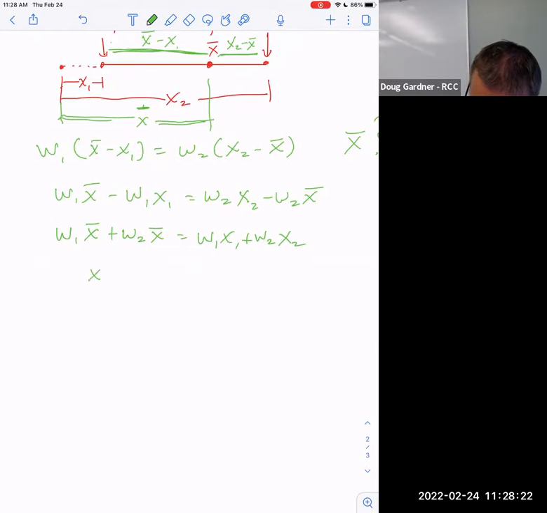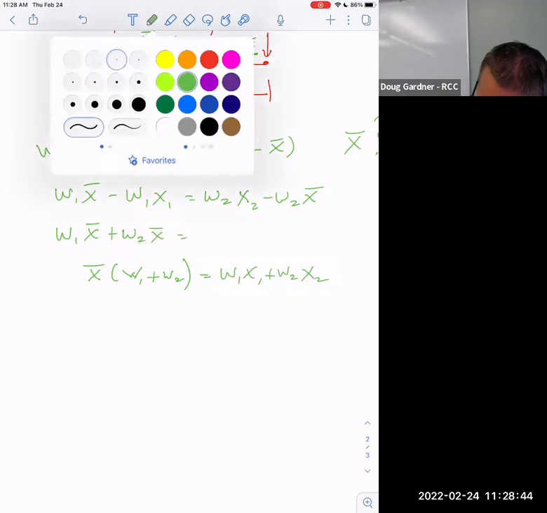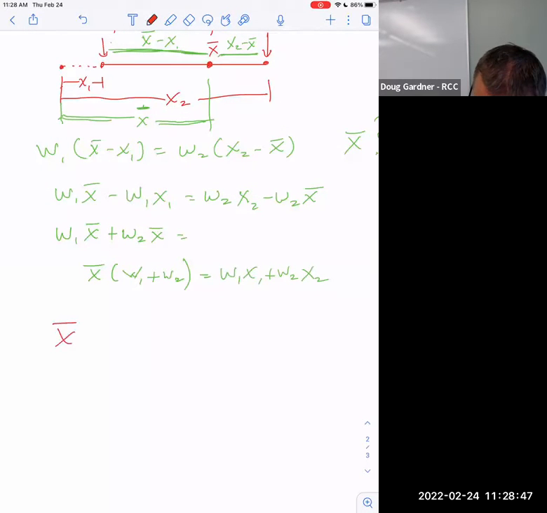Well, are we there algebraically? If I factor X bar out of this and I get W1, that's not right. Are we there? Are you kind of going, okay, I got this now? So the final equation: X bar can be found by taking W1 times X1 plus W2 times X2 and dividing by weight 1 plus weight 2.